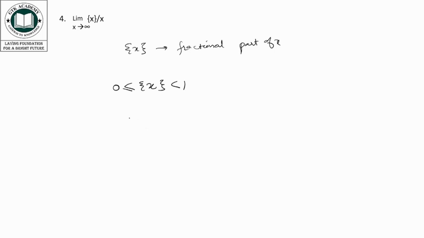Now what we will do, multiply or divide by x. 0 upon x, bracket x upon x, 1 upon x. Now you will ask me, okay, we are dividing by x. Will the inequality not be reversed? No, because x is tending to infinity.